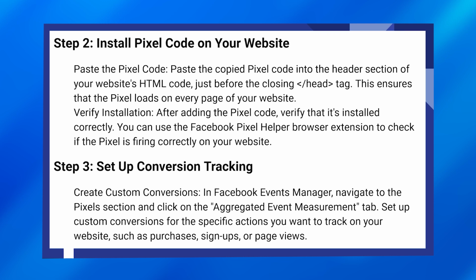After adding the pixel code, verify that it's installed correctly. You can use the Facebook Pixel Helper browser extension to check if the pixel is firing correctly on your website. In Facebook Events Manager, navigate to the Pixel section and click on the Aggregated Event Measurement tab.